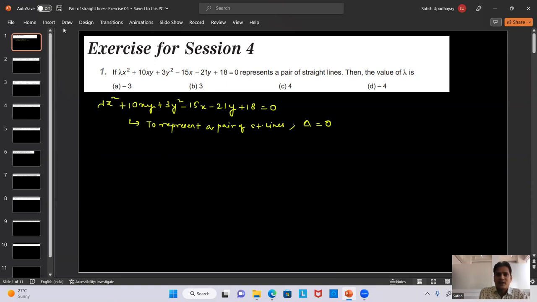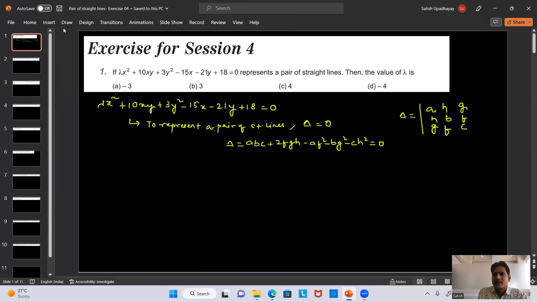Now, what is delta? Delta is basically defined as this: abc plus 2fgh minus af square minus bg square minus ch square equal to 0. In determinant form, we used to write this delta as this: a, h, g in the first row, h, b, f in the second, and g, f, c in the third. This is the representation of delta in determinant form, and this delta must be equal to 0. I think everyone is aware of this, I am just recalling it.